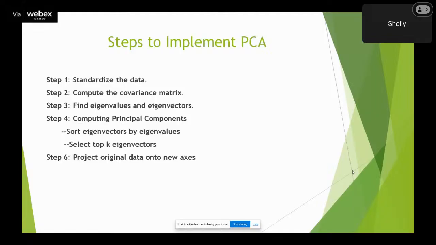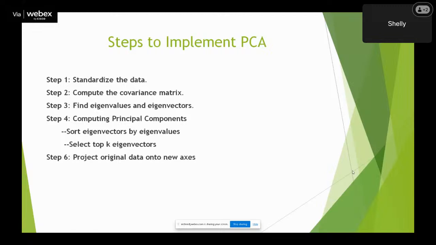The second one is to compute the covariance matrix. Now, the relationship of the standardization of the data with the covariance matrix will be elaborated. Then further, we'll compute the eigenvalues and the eigenvectors. First we'll compute the eigenvectors, and then we'll calculate the eigenvalues from those eigenvectors.